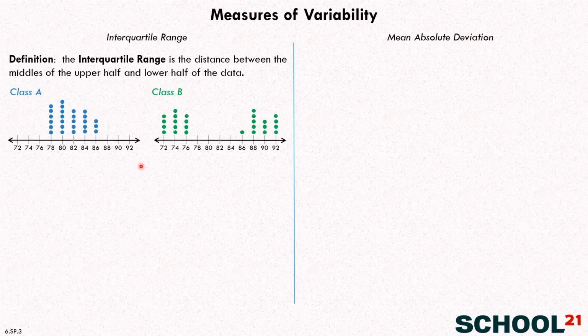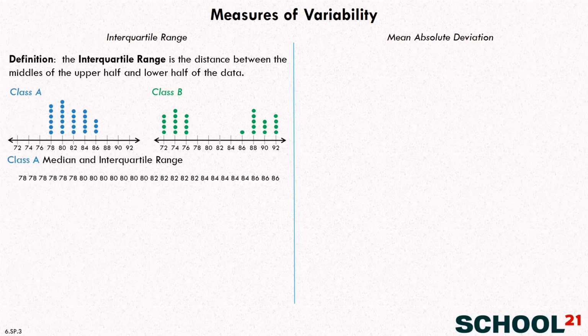What we want to do first is find the median of Class A and its interquartile range. The first thing we do with interquartile range is we find the median. You may remember the median is the middle of the data. It could be one data point that's smack dab in the middle, or it could be that there are two data points in the middle and you have to take the average of them.